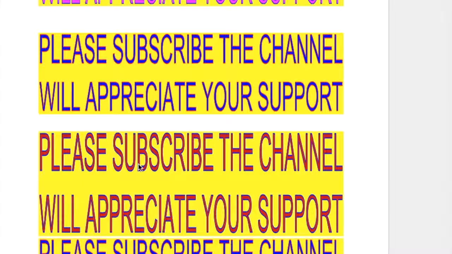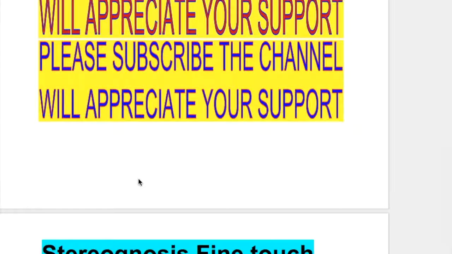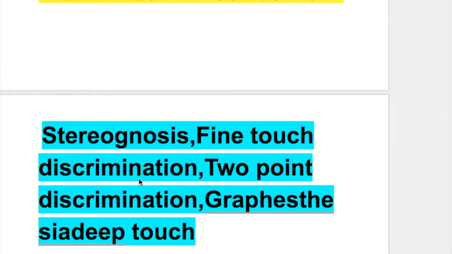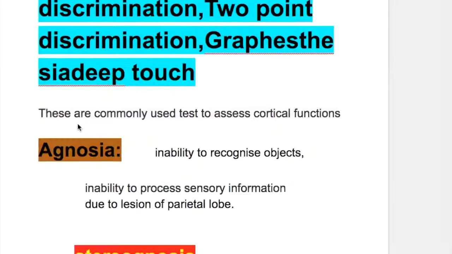In the other video, we discussed the somatosensory cortex function testing. In this video, we'll discuss stereognosis, fine touch discrimination, two-point discrimination, graphesthesia, and deep touch. These are commonly used tests to assess cortical function.